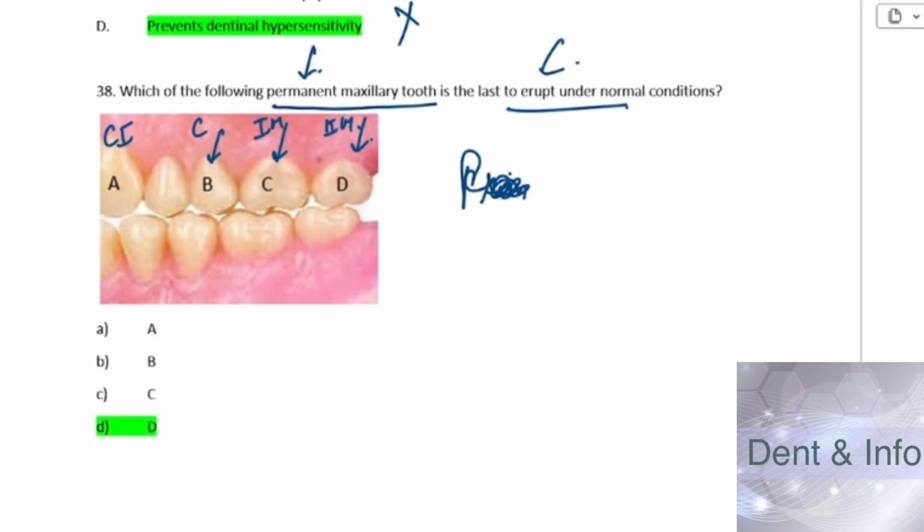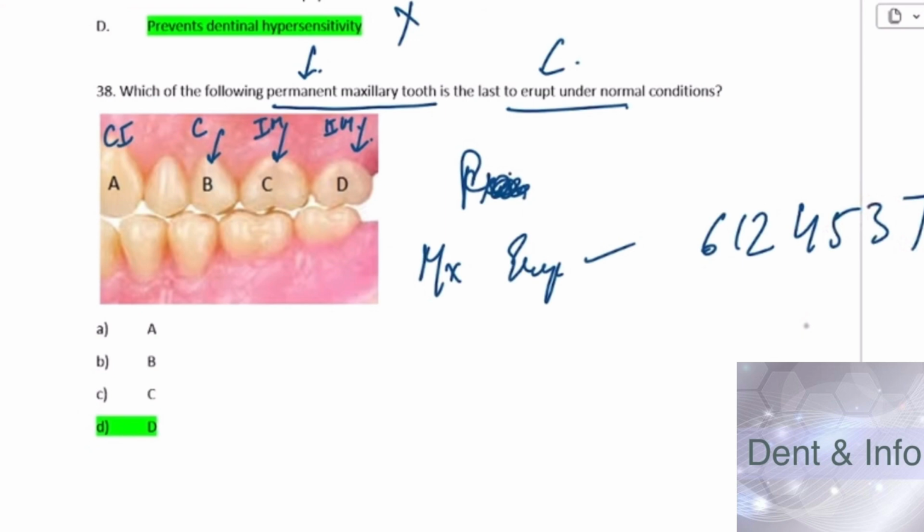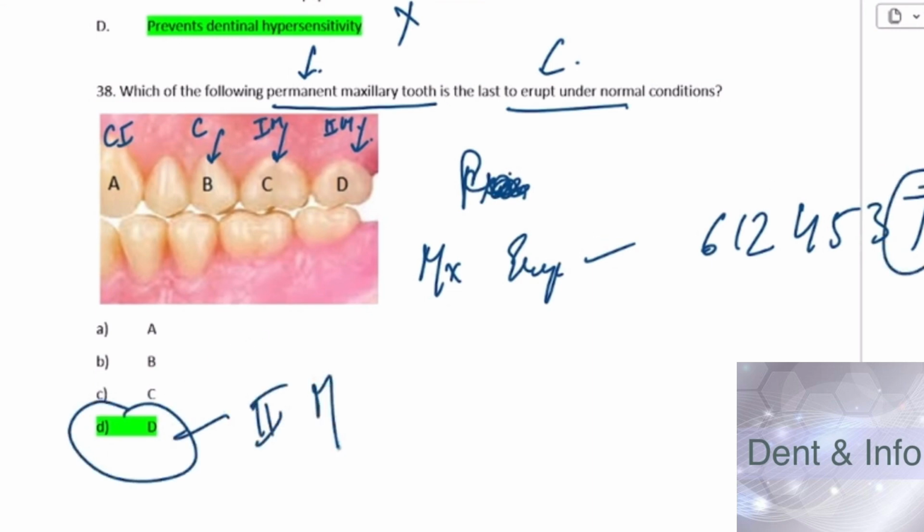Okay, this is how we often get confused. Seeing A, B, C, D, it seems they are talking about primary teeth, but here they are talking about permanent teeth, and just for the sake of options, they have labeled them as A, B, C, D. So in maxillary, as I have just told, the eruption sequence will be 6, 1, 2, 4, 5, 3, 7, right? So among this 6 and 7, which is the last tooth? Last tooth is second molar. Second molar as per the diagram is D.